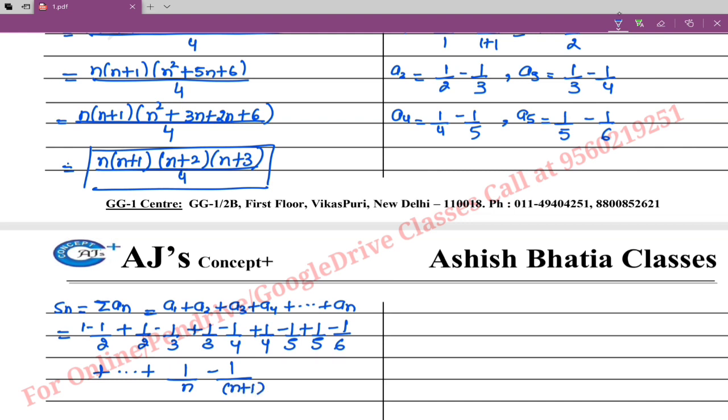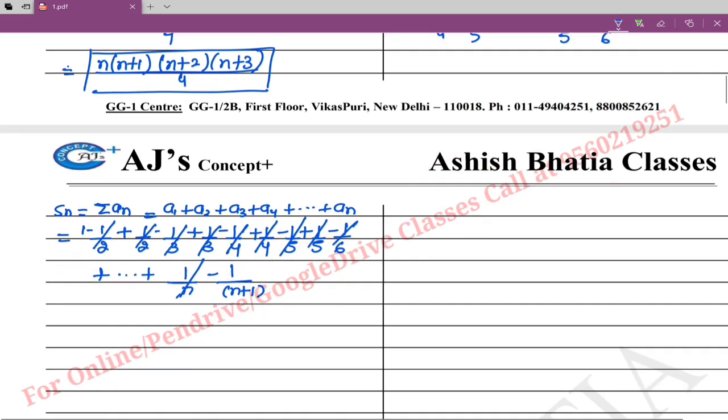So if I look carefully, this minus 1 by 2 plus 1 by 2 cancel out, minus 1 by 3 plus 1 by 3 cancel out. Similarly this and this, minus 1 by 5 plus 1 by 5, minus 1 by 6 and plus 1 by 6 cancel out. So the pattern is that every negative is cancelled by the following positive term. So this positive will also be cancelled out, but for this negative term there is no positive term, so this will be left out, and so the first term 1 is left out.